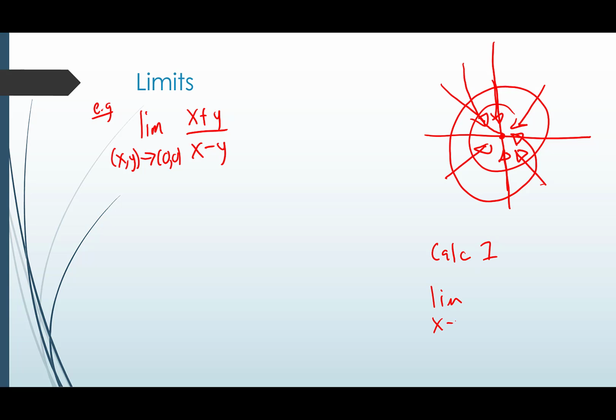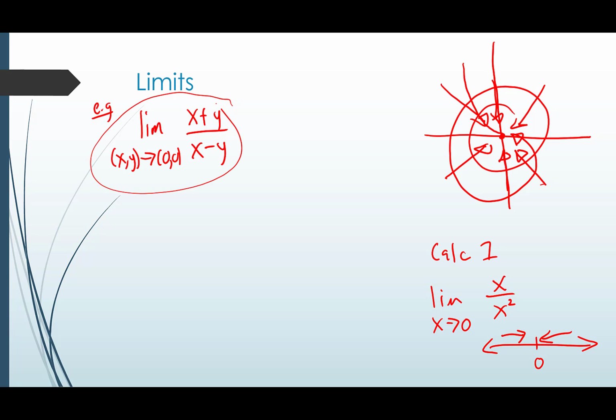Whereas in a Calc 1 limit, let's say we take the limit as x approaches 0 of x over x squared. There are only two ways you can approach 0 in R. You can either come from the left, so you have the left-sided limit, or you can come from the right. However, in Calc 3, when you're dealing with these multivariable limits, we have a lot more to work with. So that makes limits a little bit more complicated.